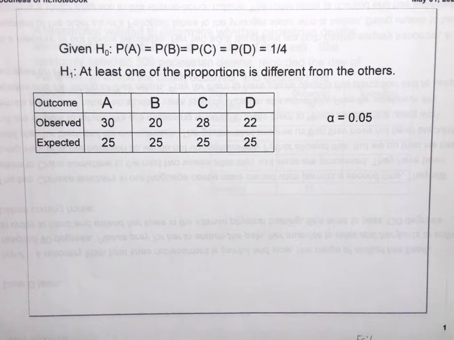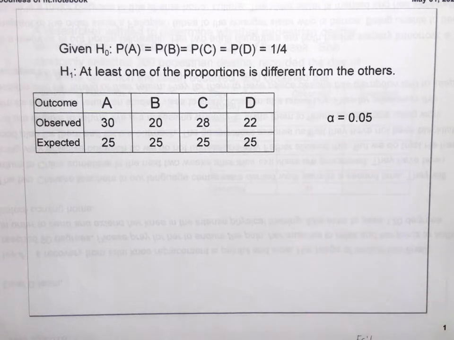Okay, so H sub 0 says that P of A equals P of B equals P of C equals P of D. They're all 1/4. That's my H sub 0. They're all equal. They all follow this distribution. So the H sub 1 is, at least one of them is different. And we want to test this claim at the alpha equals 0.05 level.